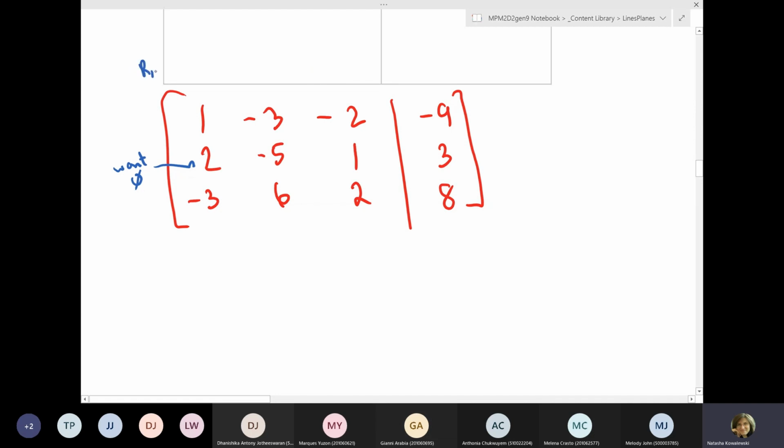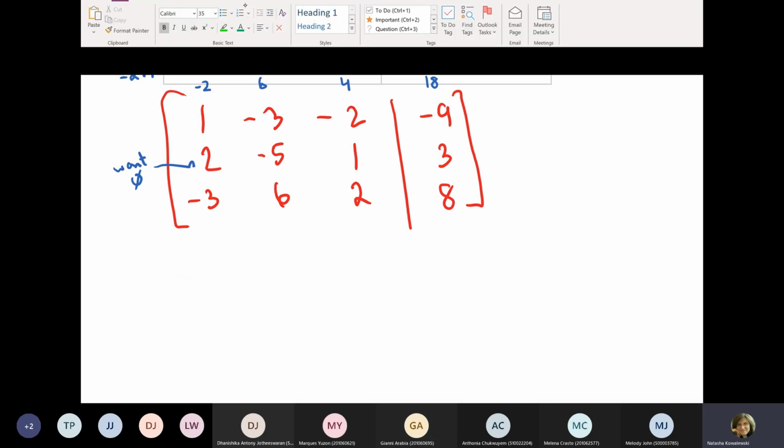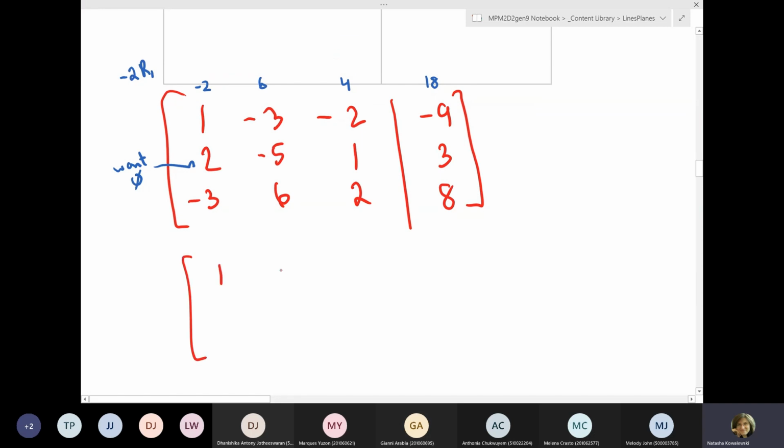I'm going to take row 1 and multiply it by 2, or even -2, because I prefer adding, not subtracting. And I'll just put it just beside this matrix, but with a different color, so I know what I'm recording here is not part of my rough work. So row 1 multiplied by -2 would be -2 over here, +6 here, +4 here, and +18 here. Once I've done that, let me keep writing with red for my actual matrix. I'll have 1, -3, -2, -9 as before.